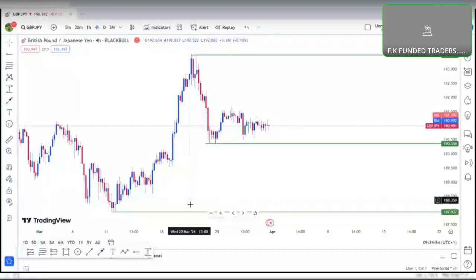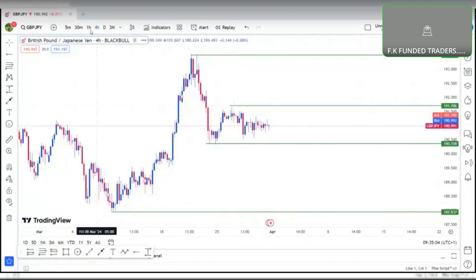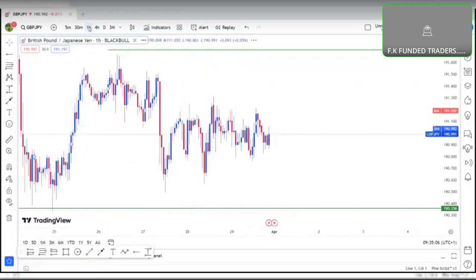We get to know where the market is heading. Now we're having a range here. You also mark the highest of the range. Then from there, you go to the 1 hour time frame.